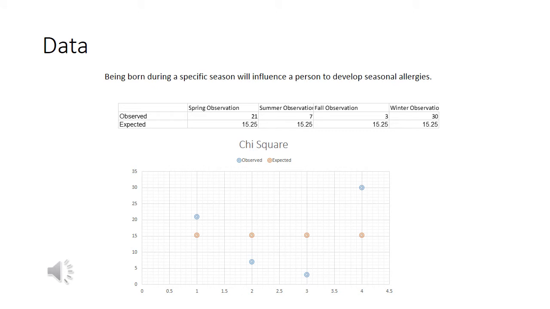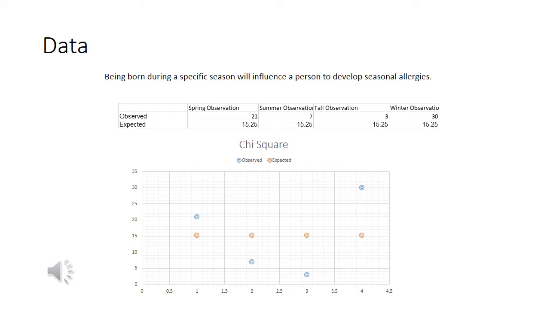We will be looking to determine whether the null hypothesis is accepted or rejected based on the data we've collected. The null hypothesis states, being born during a specific season will influence a person to develop seasonal allergies. We have observed data for people born in the spring, summer, fall, and winter. We also calculated the expected data.